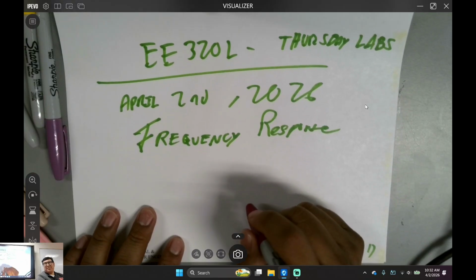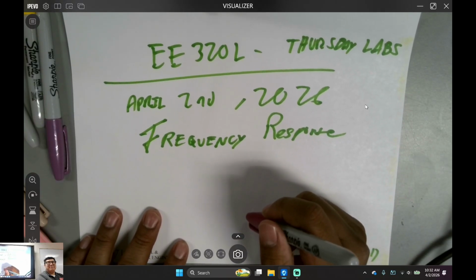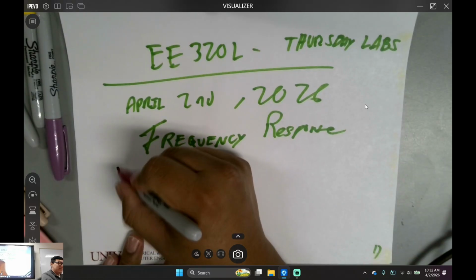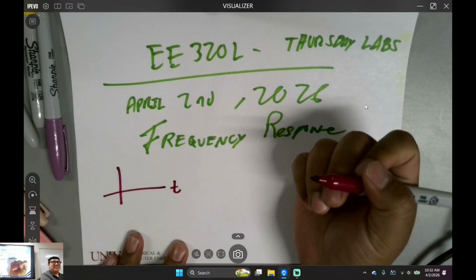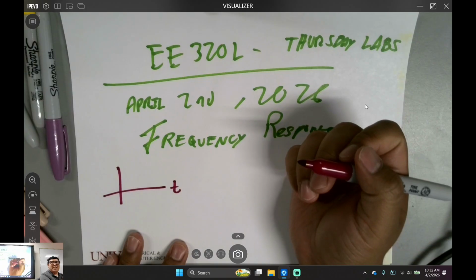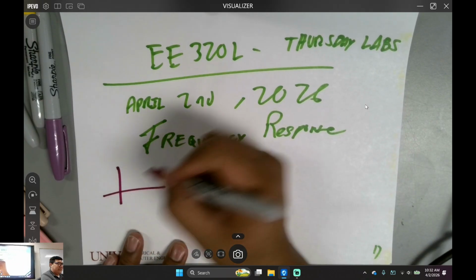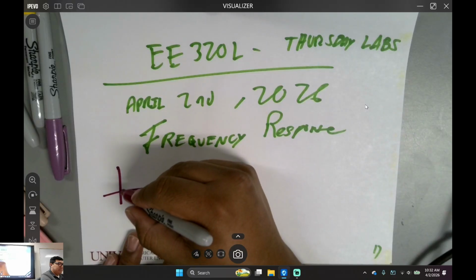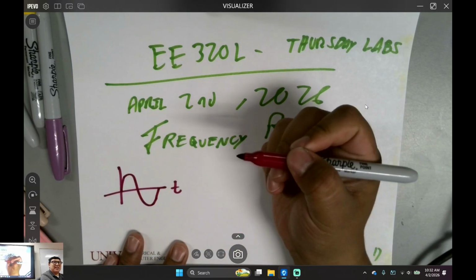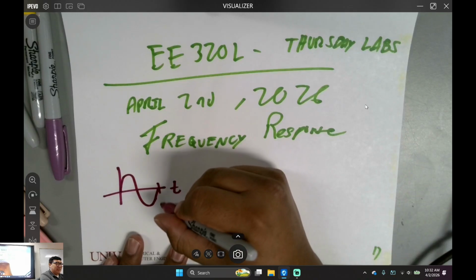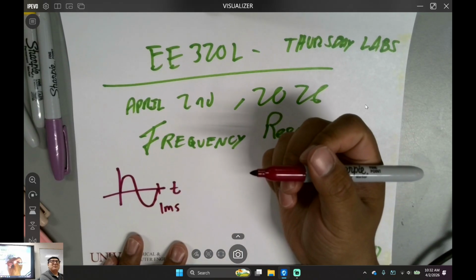You remember what a frequency response is, right? Actually, do you know what this is right here? If I have t, time, is that good with everybody? And then I have some type of sine wave like this, correct? And let's put the 1 millisecond period. What's the frequency?